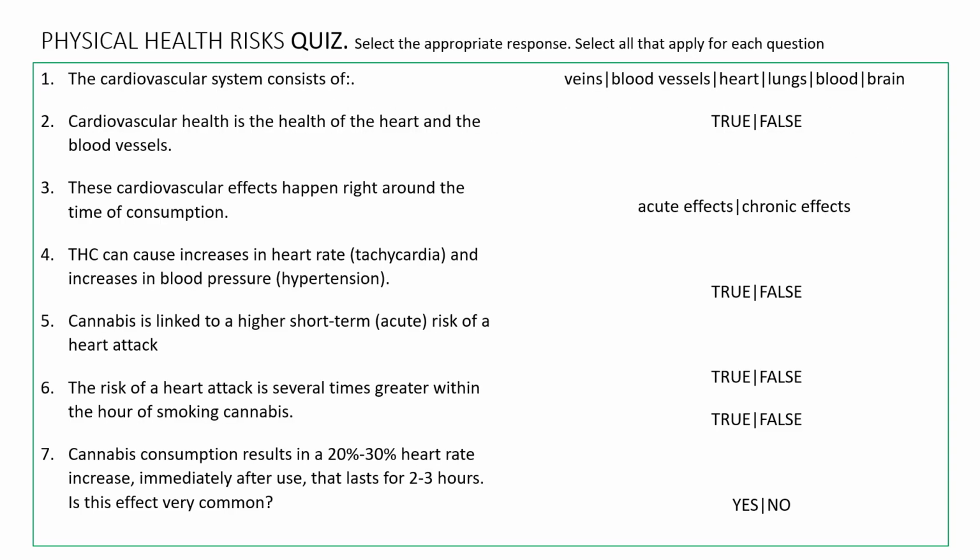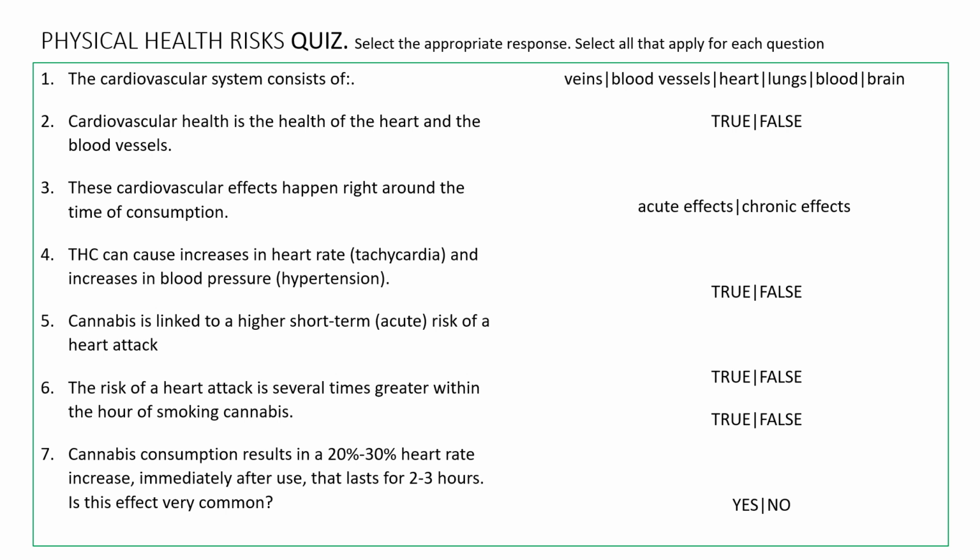And that concludes the section on physical health risk. Now we will go over the physical health risk quiz together. I'll give you a few seconds to review questions 1 through 7. Number 1. The cardiovascular system consists of veins, blood vessels, heart, lungs, blood, brain. The cardiovascular system consists of blood vessels, heart, and blood. Number 2. Cardiovascular health is the health of the heart and the blood vessels. True or false? True.